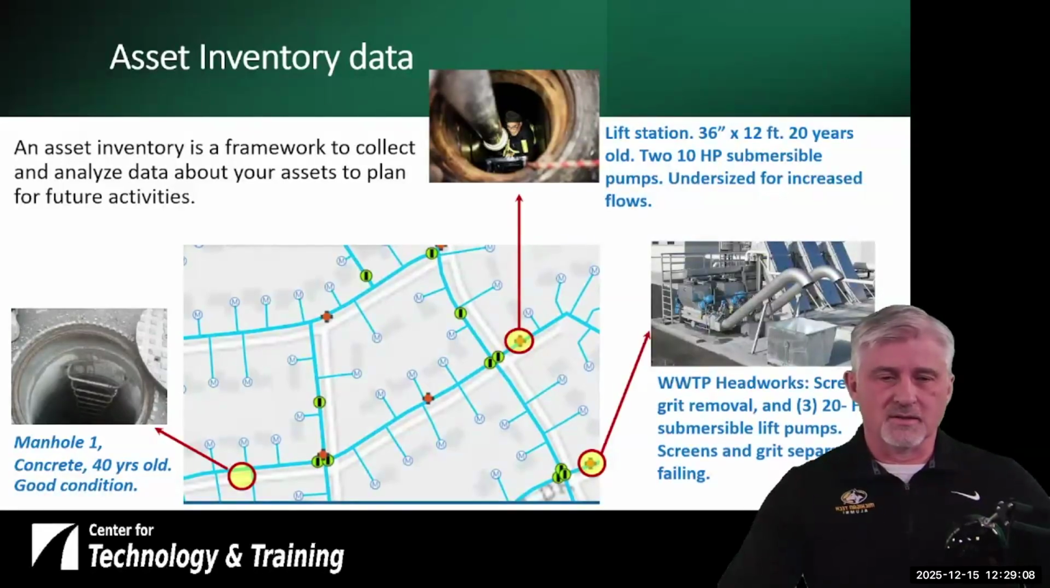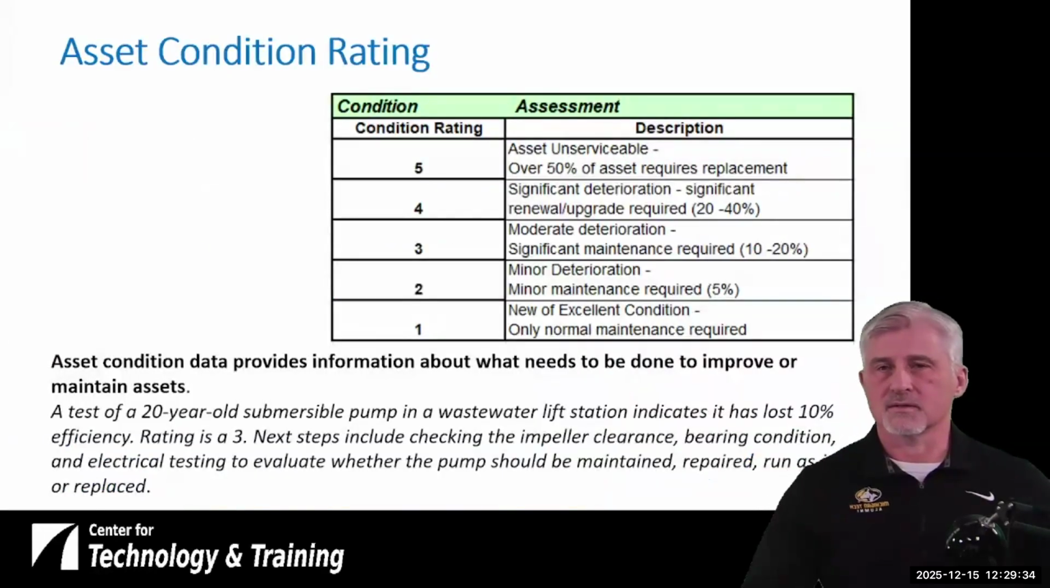And then in this case, at the treatment plant headworks, we've got screening, grit removal, and some submersible lift pumps, and in that case, the screens and the grit separator are failing. What could happen if those aren't fixed? These are all things that collecting this data will help with. These are thoughts that we need to have after we've collected this information.